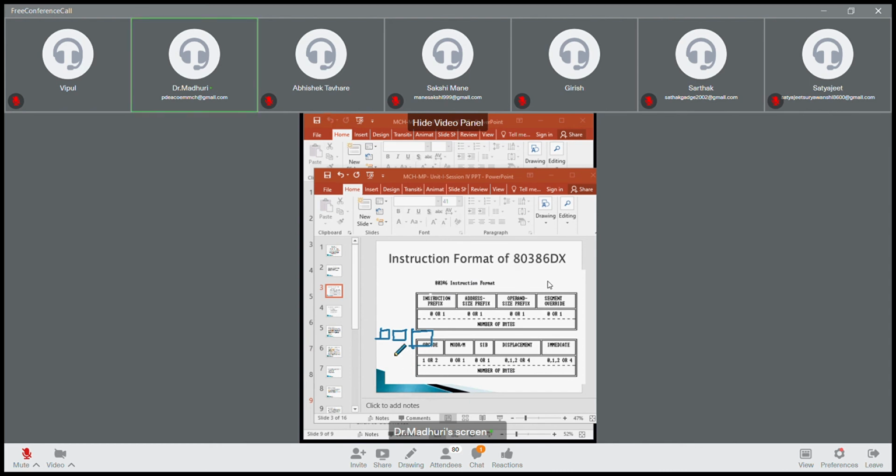Now here you have the opcode. Opcode means what? Whatever instruction you have given. For example, in assembly language you have a move instruction. Here you have the destination and here you have the source, okay. Whatever content you are moving from the source to the destination, in this way. And here you have the move instruction.